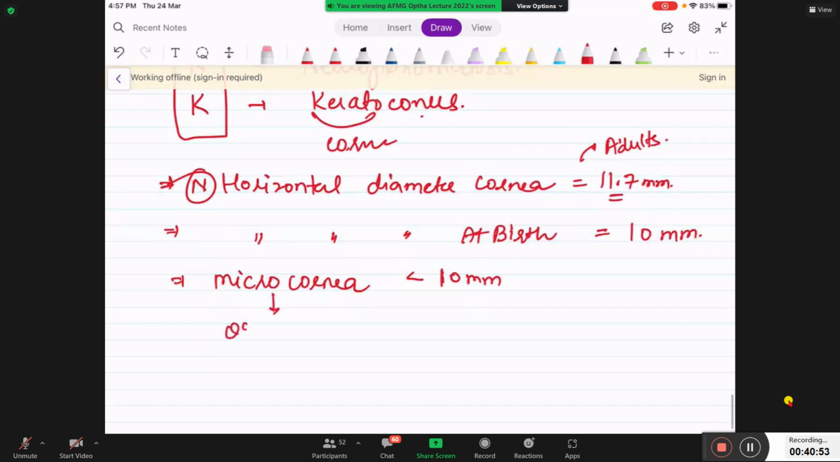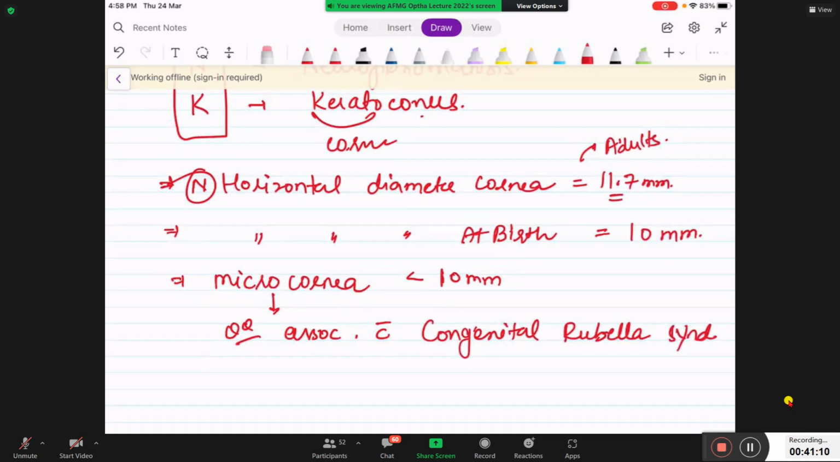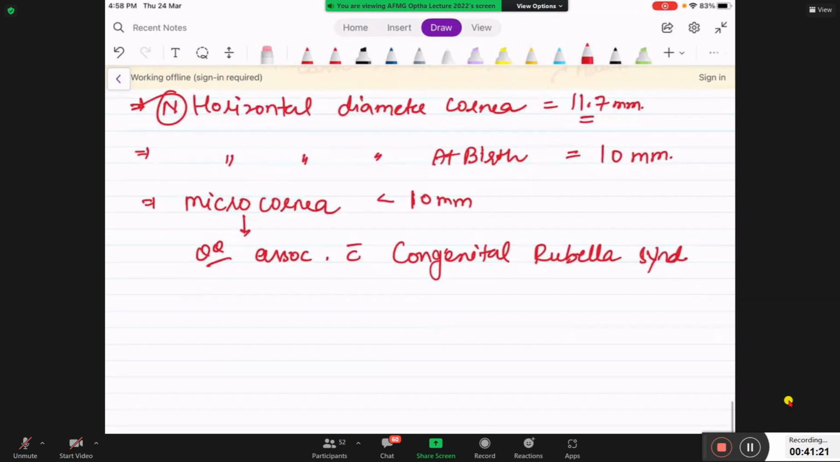Important question which they ask you: this microcornea is associated with which syndrome? Then the answer is congenital rubella syndrome. Microcornea is associated with congenital rubella syndrome. Clear? Now, if there is microcornea, then definitely there has to be macrocornea also, right? Macro means large corneas. So what do you mean by macrocornea?